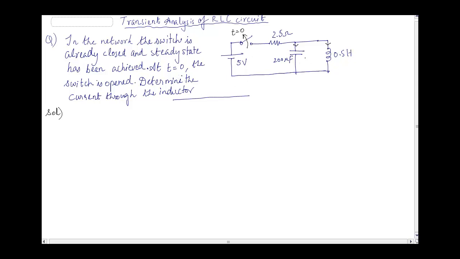At t equal to 0, the switch is opened, which I have just now written here. At t equal to 0, the switch gets opened. Determine the current through the inductor.